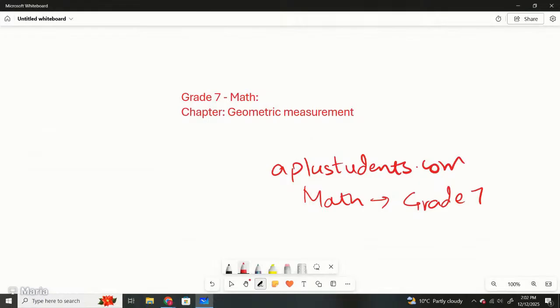We're going to start with the chapter geometric measurement. So please make sure you have your notebook and pencil so that you can note down the important examples and definitions as well.